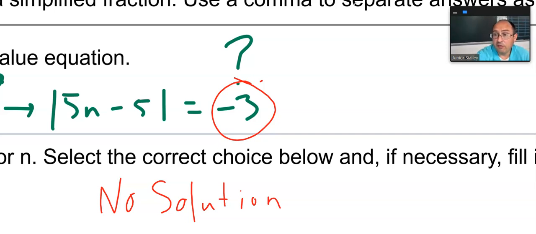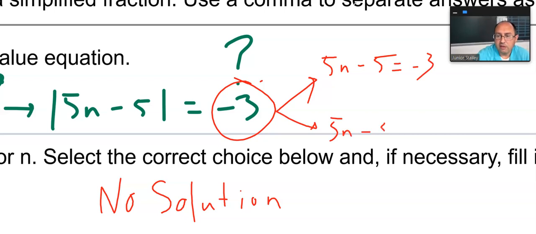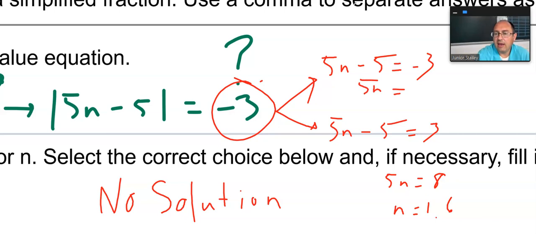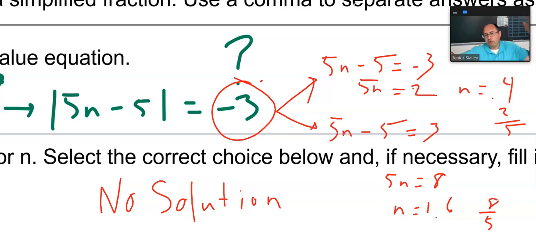I mean, hey, if you want to, we could split it up, right? 5n minus 5 equals -3. 5n minus 5 equals +3, right? And so you're going to add 5. That'd be 8. 5n equals 8. N equals, if you divide by 5, you get 1.6. That's 8 over 5, by the way, just in case you were wondering. Add 5 and you would get 2, and then divide, so you would get n equals 2/5 or 0.4. I don't care if you like fractions or decimals, whichever you prefer. 8/5, 2/5, 0.4, 1.6. Guess what? You plug them back in, you aren't going to get -3.